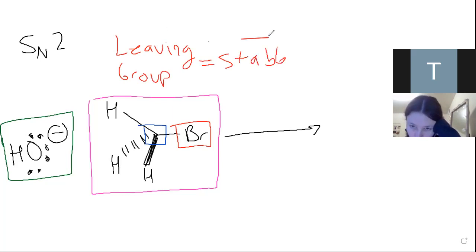Because remember, in chemistry, we always care about stability. All right? A good leaving group is going to be very stable, meaning it's going to have a full octet. It could have a charge. Typically, the larger it is, the better. But it's stable when it leaves.